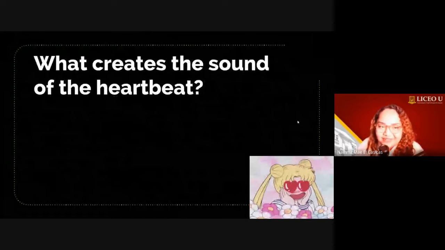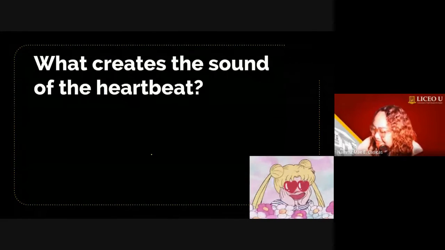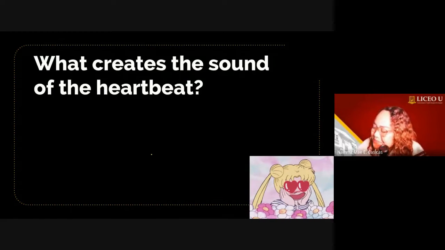Okay. So, question. What creates the sound of the heartbeat? I mentioned it earlier. But what creates the sound of the heartbeat? You can answer in the chat box.